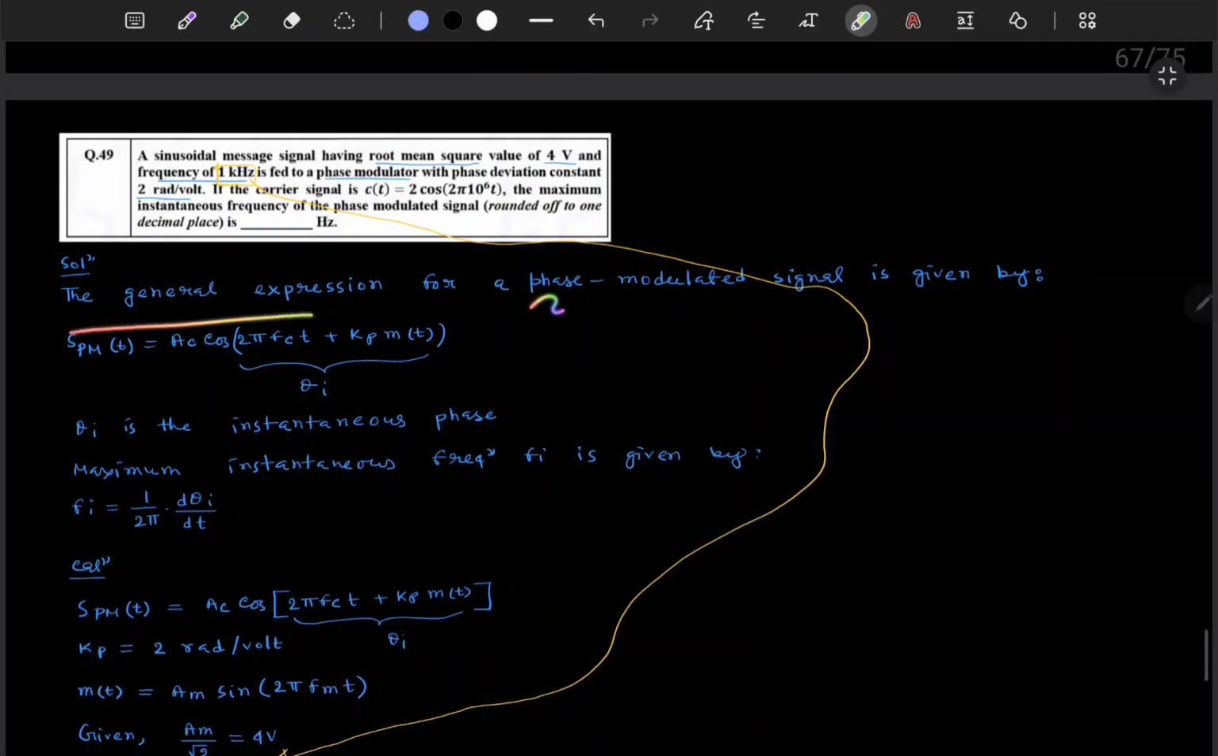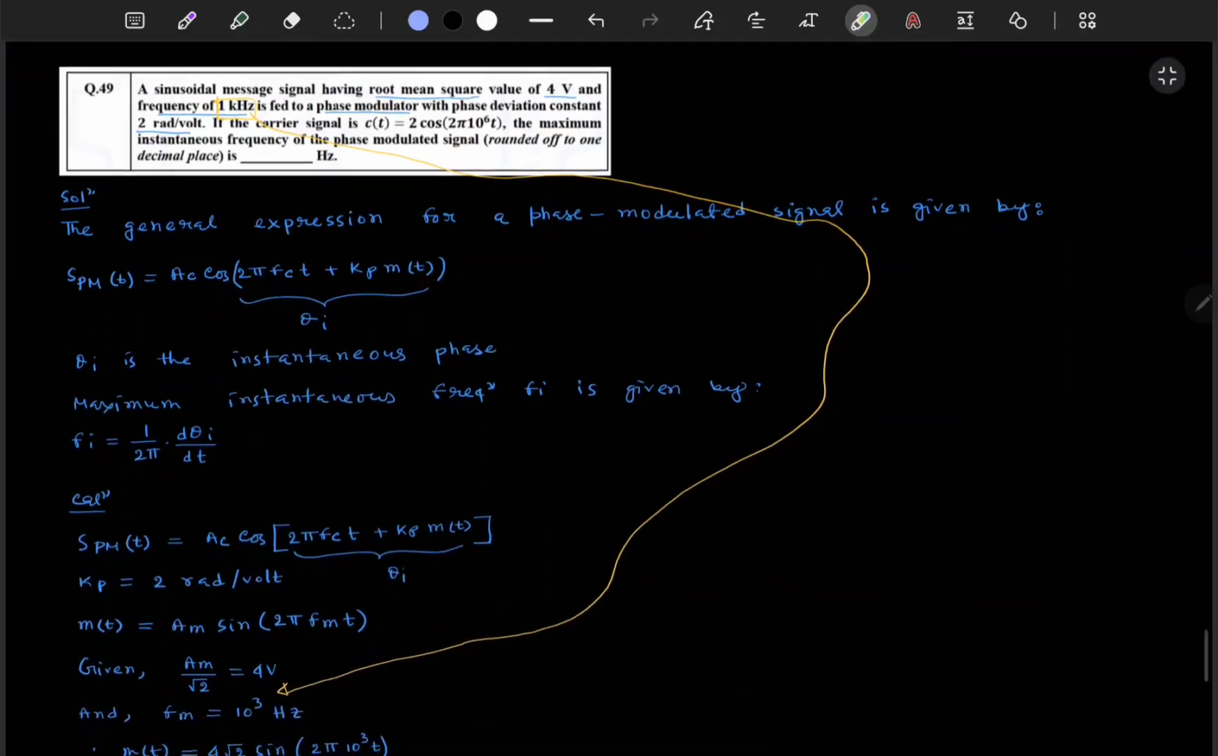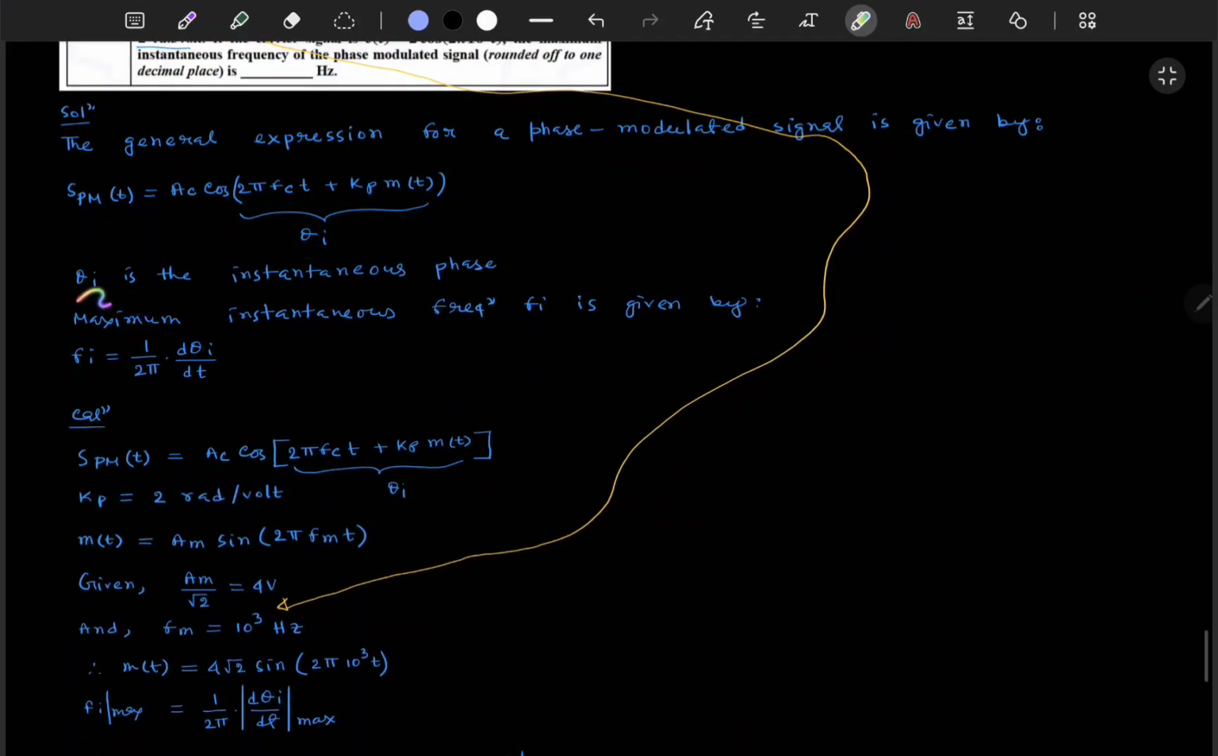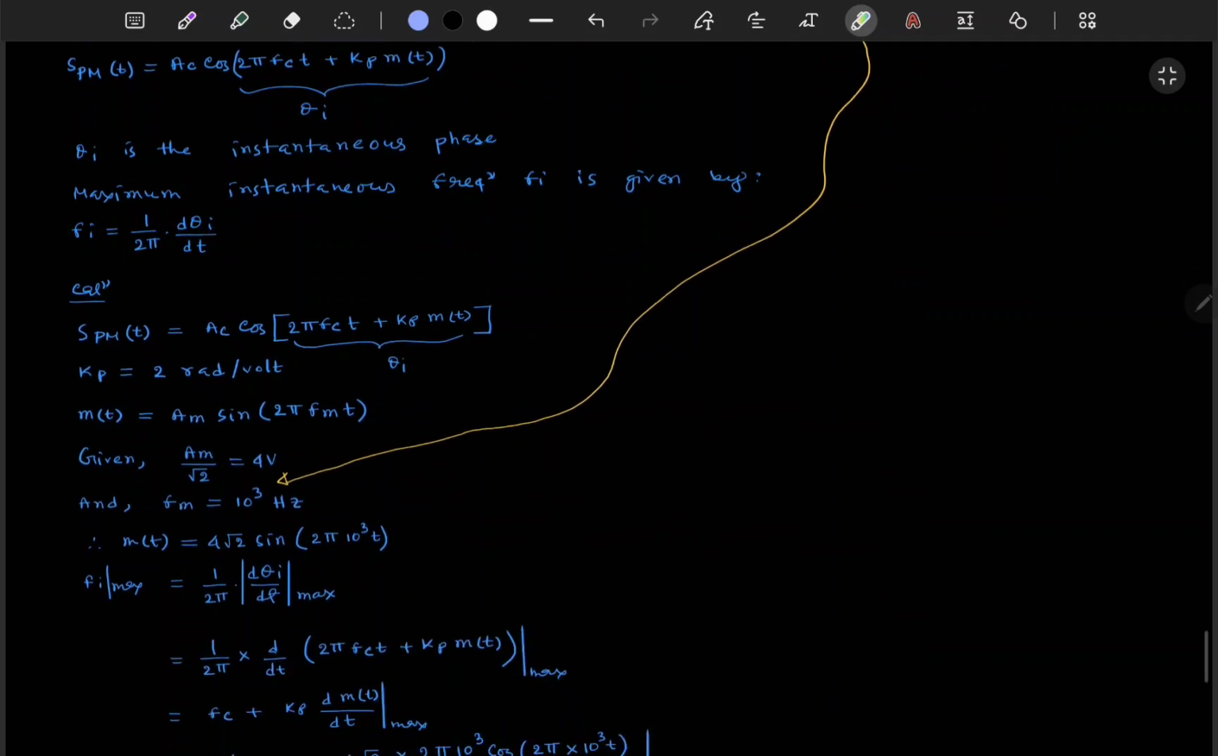Okay, the general expression for a phase modulated signal is given by s_PM(t) equal to Ac cos(2 pi fc t plus kp m(t)). Okay, this we need to remember. And this whole part is theta_i, the instantaneous angle. So theta_i is the instantaneous phase, you can say. Okay, the instantaneous frequency fi is given by what? fi equal to 1 by 2 pi d theta_i by dt.